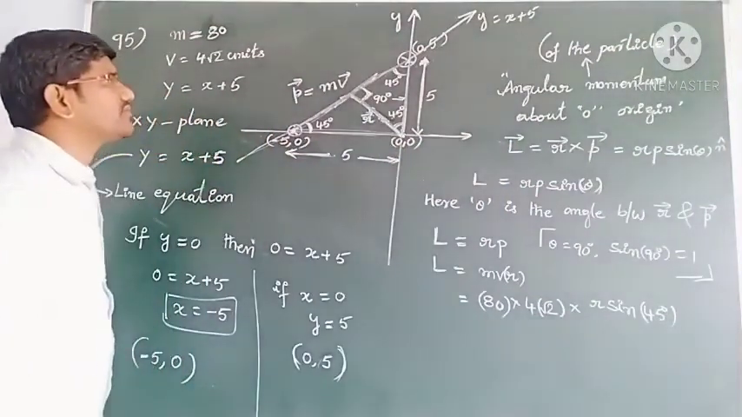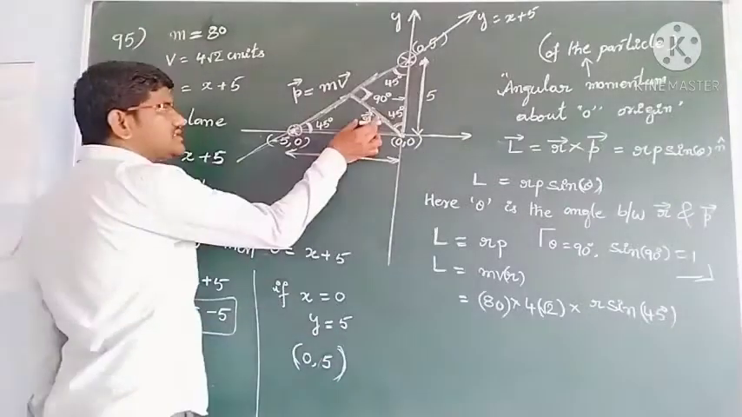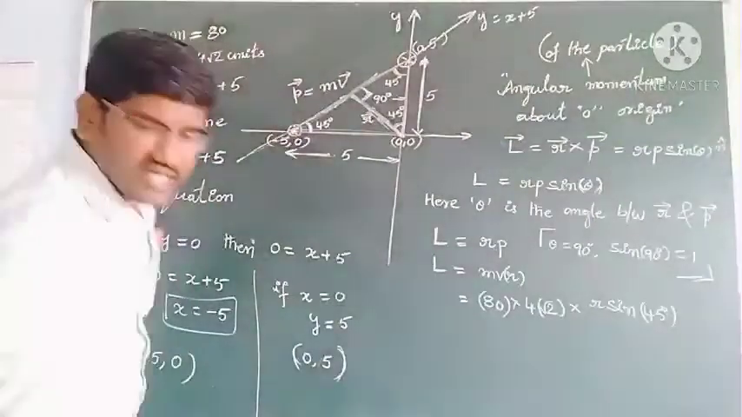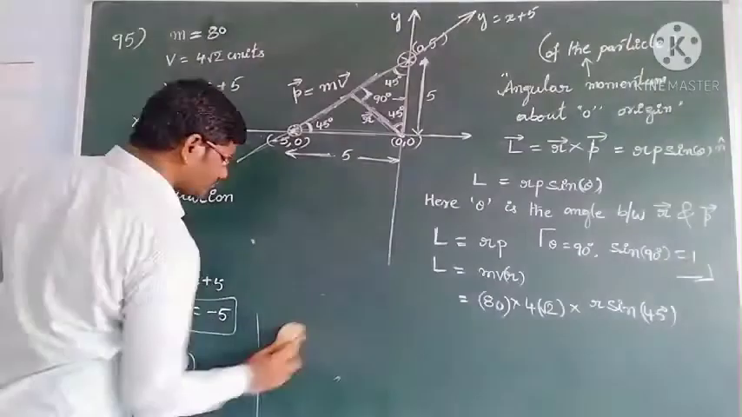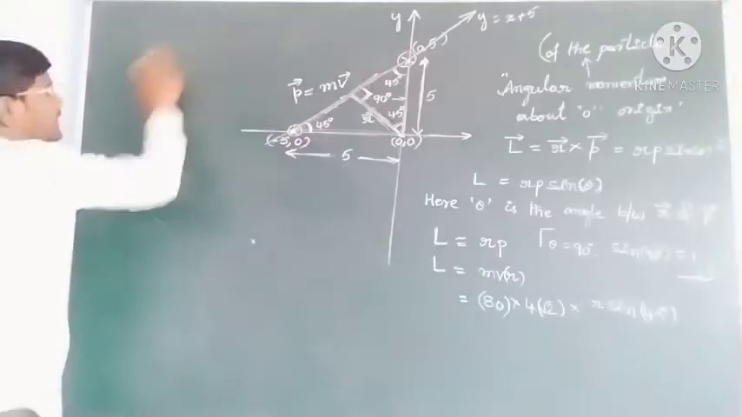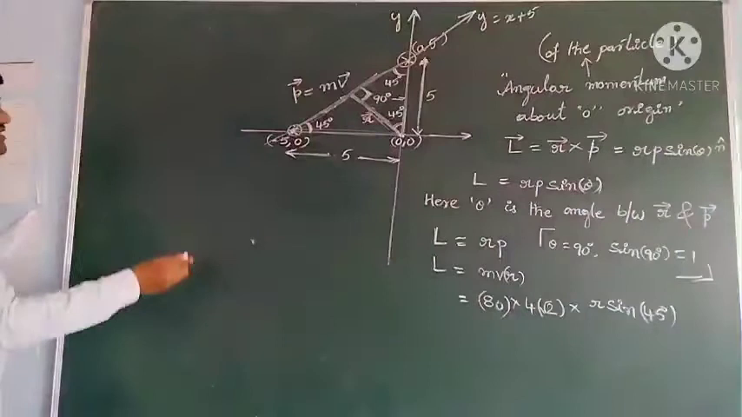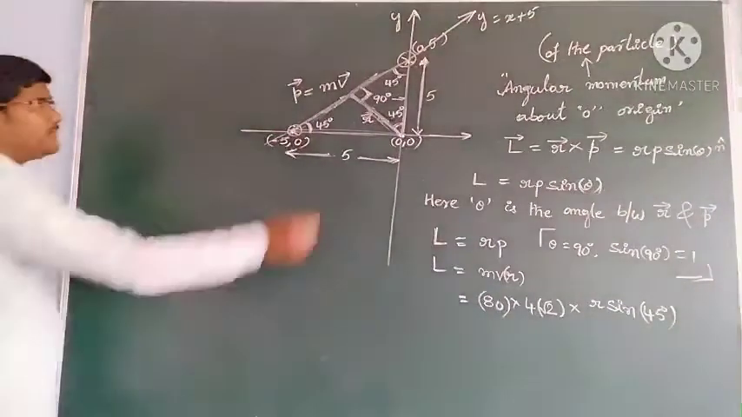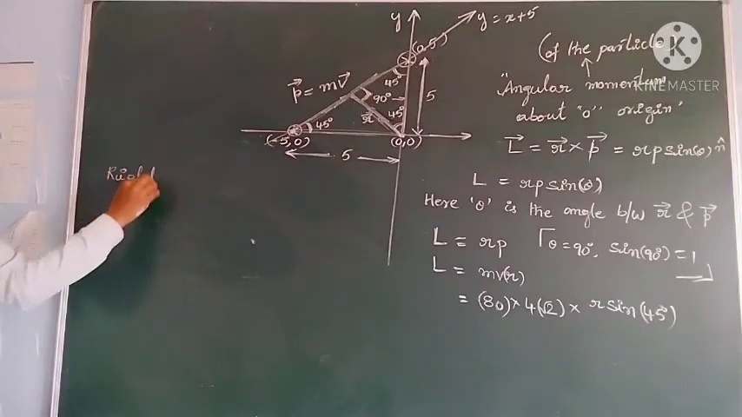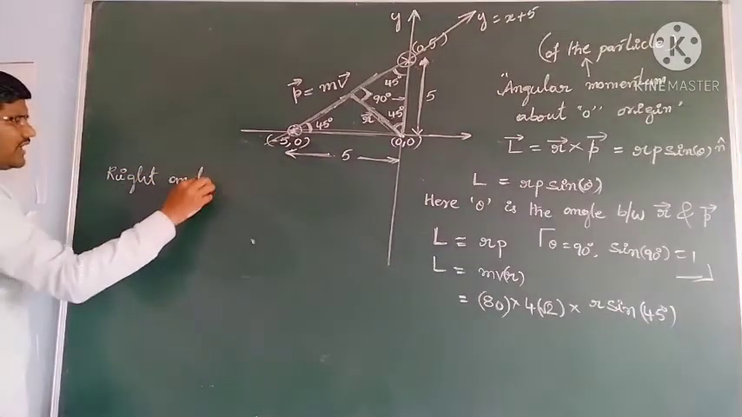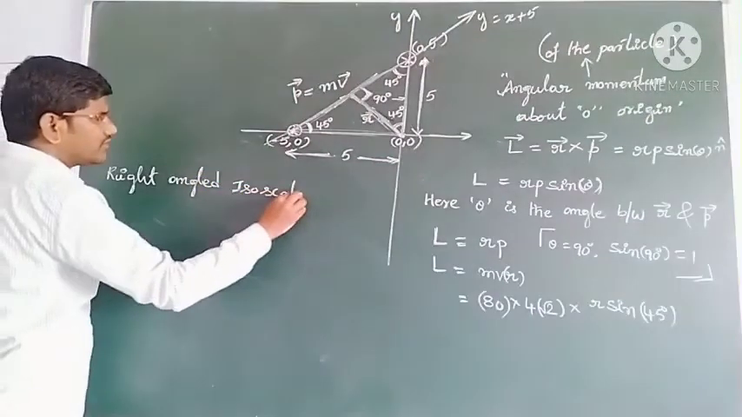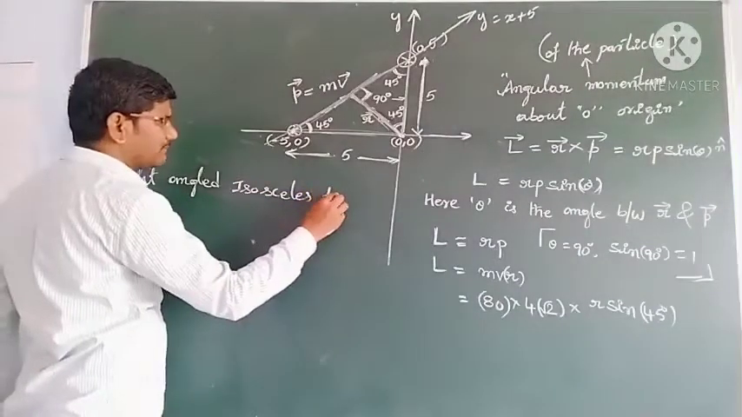Okay students, otherwise it is a right angled isosceles triangle. We have a right angled isosceles triangle, and we know the ratios of a right angled isosceles triangle.